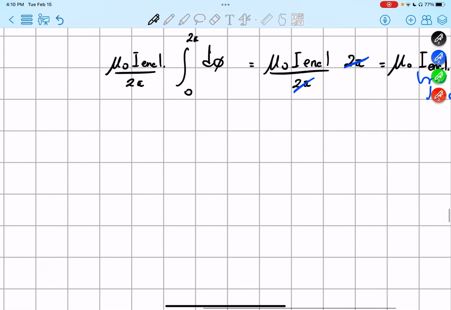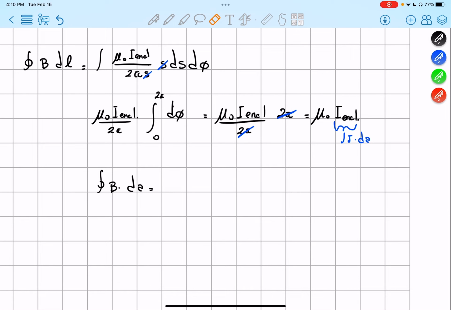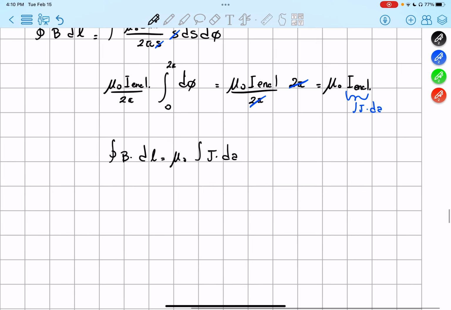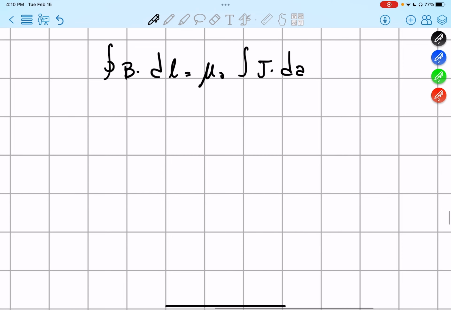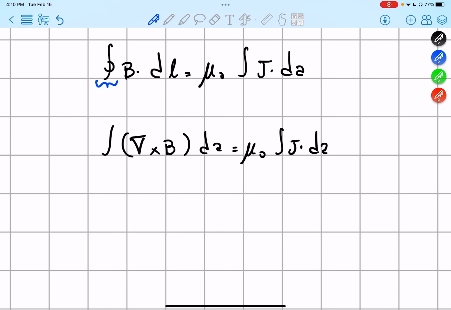We can say that the closed loop integral of B times dl is equal to mu naught times, substituting the I enclosed with the integral, the integral of j times dA, and we can use Stokes theorem. So we're going to have that the integral of the curl of B over an area is the same thing as the left side, because since this says closed loop, we can just substitute it with a normal integral and then do the curl of what's inside, in that case, the B.